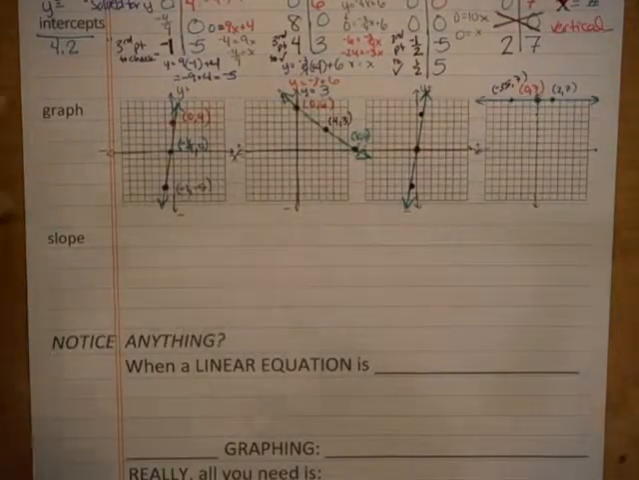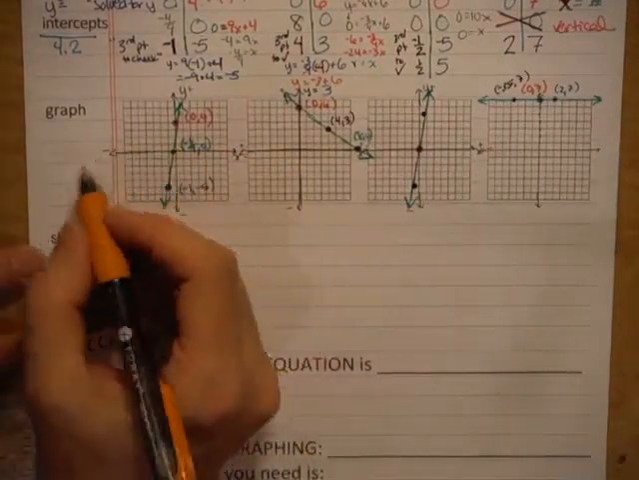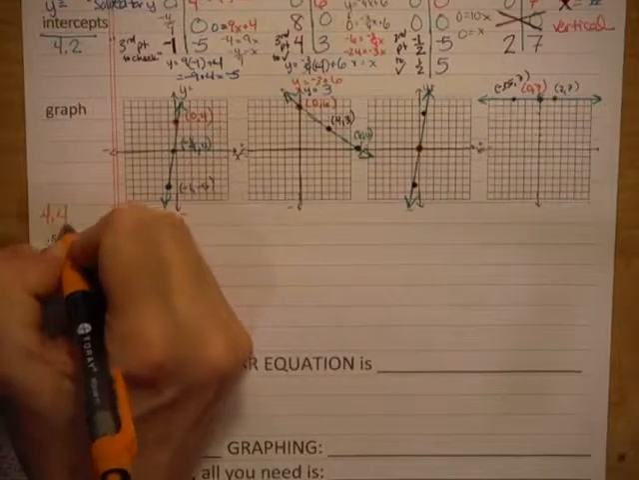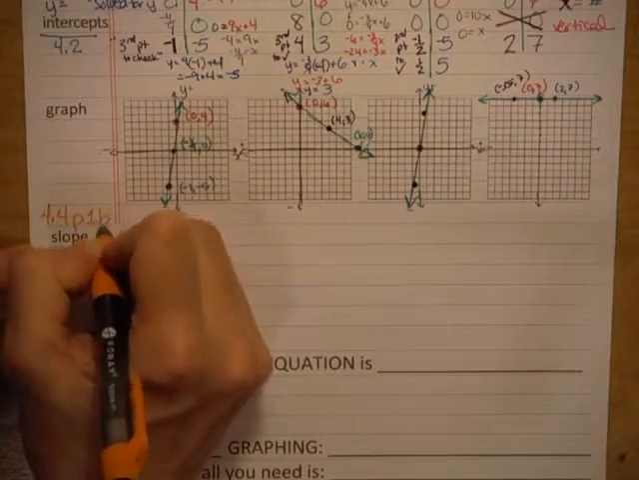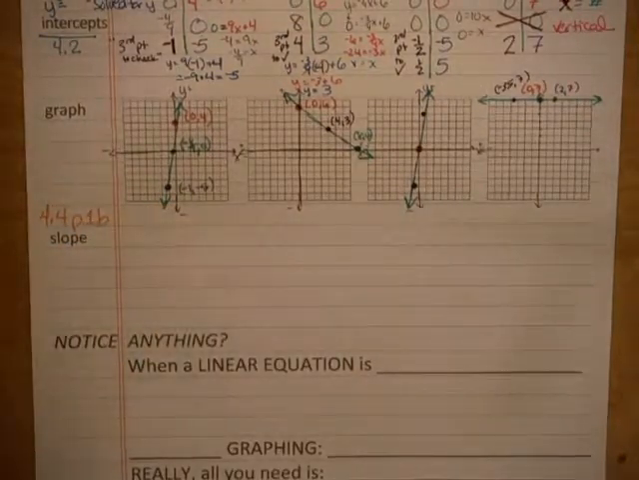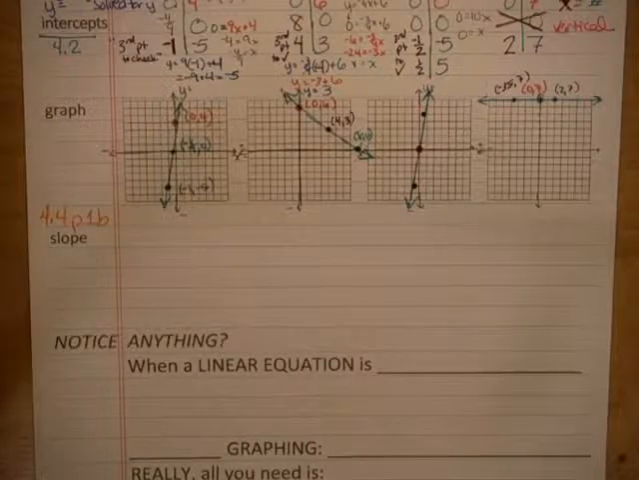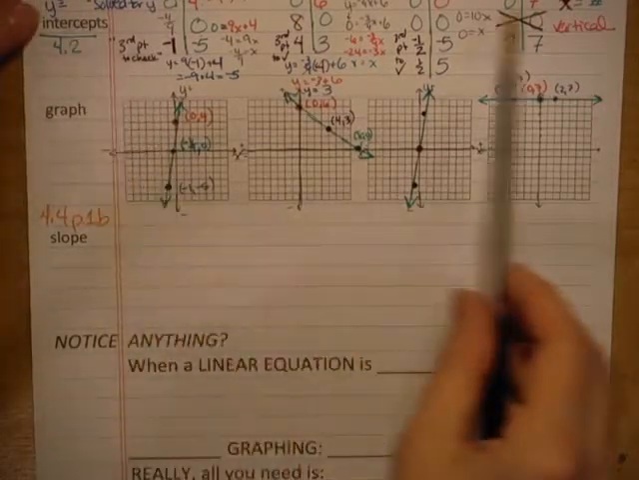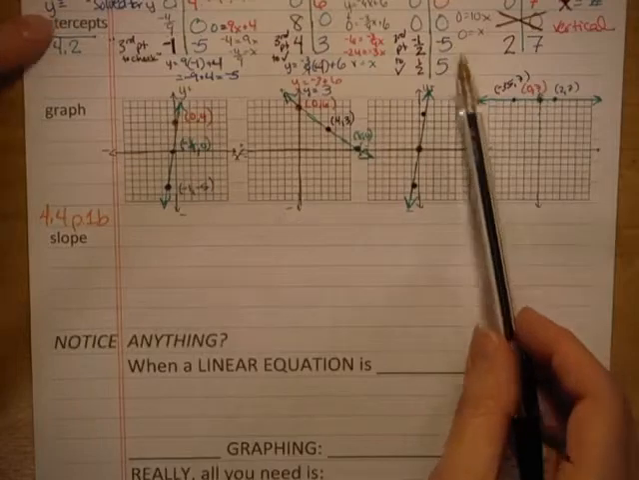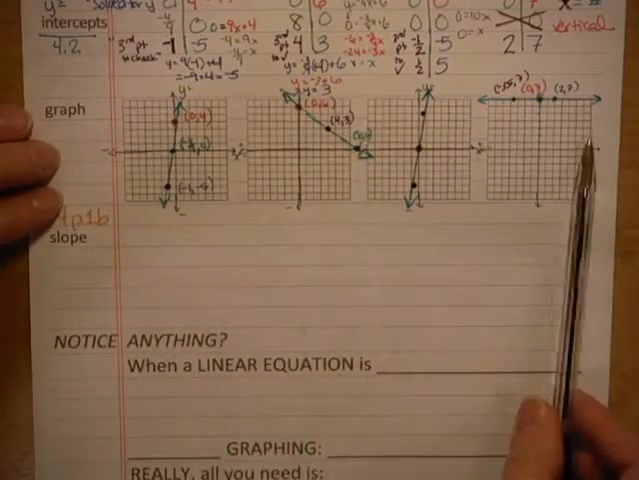All right, here we are at the bottom of page 1 in 4.4. And we did a whole bunch of graphing. We used the intercepts. You can't see the table of work that we did, but it should be on the page in front of you. We've got our graphs right here.